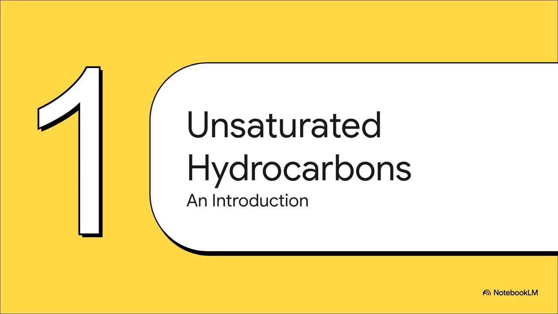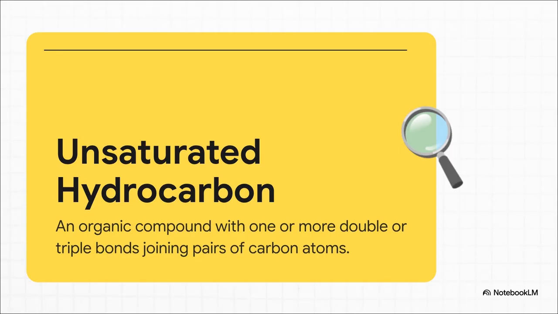The answer to both of those questions, the welding torch and the fruit, actually lies with a special group of molecules called unsaturated hydrocarbons. So what are these? Well, they're pretty simple, really. They're just made of carbon and hydrogen. But here's the kicker. They have at least one double or even a triple bond between their carbon atoms. And that little detail, that unsaturation, is what gives them their chemical superpowers.